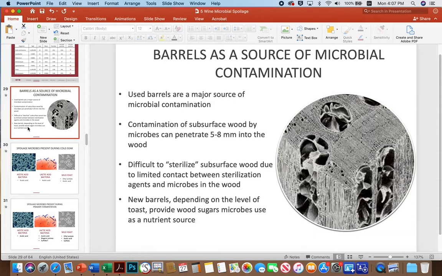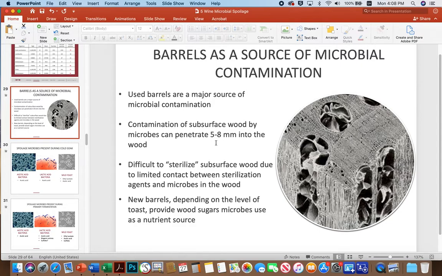Barrels are definitely a source of microbial contamination, and we know that they're difficult to sterilize, or sanitize is probably a better word, because contamination can be subsurface. You can see in this electron micrograph these deep pits in the wood. They can be millimeters deep, and so microbes can hide in these little pockets and avoid being cleaned out. So again, they're difficult to sanitize, I should say, instead of sterilize.